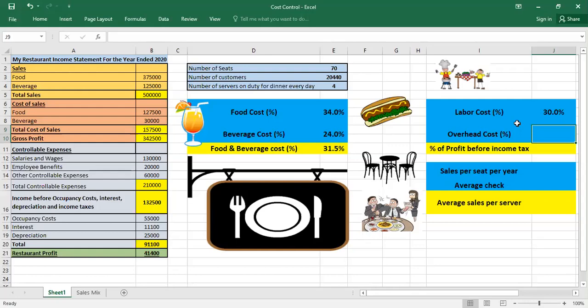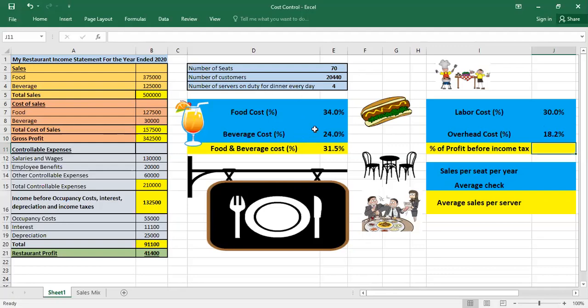Finally, we're having the overhead cost, and it includes all expenses that are neither food, beverage, nor labor, and cannot be immediately associated with the production or the service being offered. So here, the overhead is the total of occupancy, interest, and depreciation divided by total sales. So here it's 18.2%.